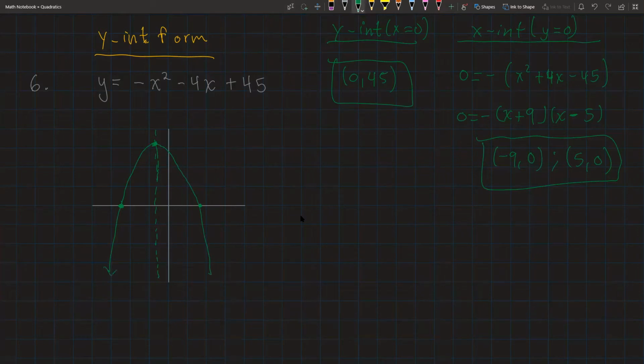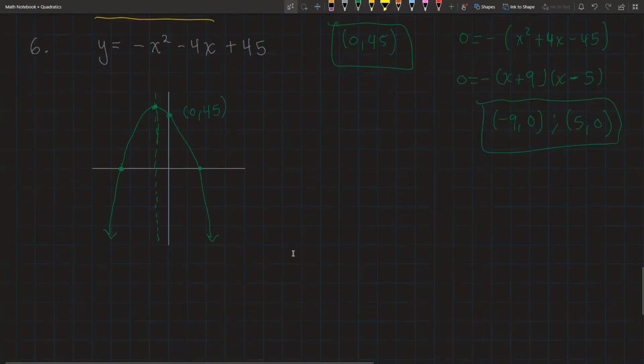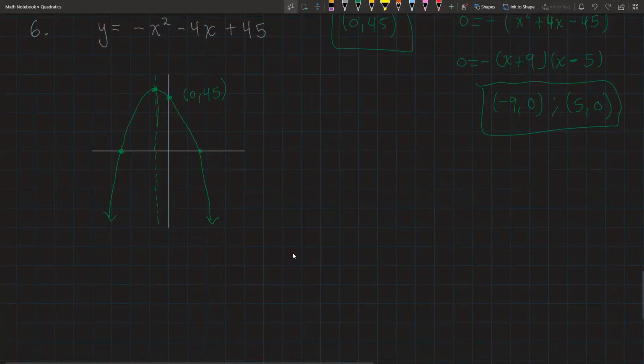That's not great, but not too bad actually. And we know this point, 0, 45. We're going to use that to find the point of symmetry. But we should start labeling the x-intercepts. This is the 5, 0. This one better be the negative 9, 0. And all of those are starting to fit nicely together.